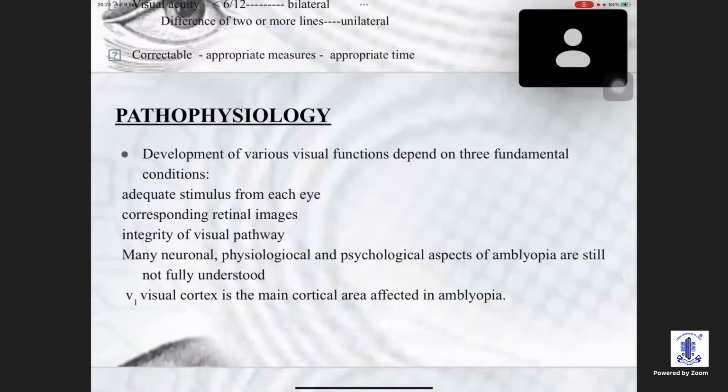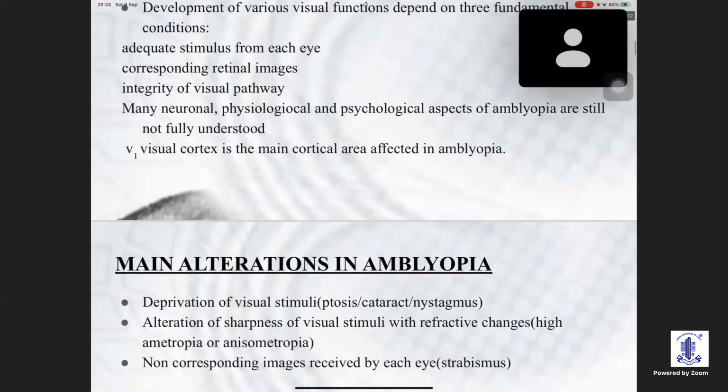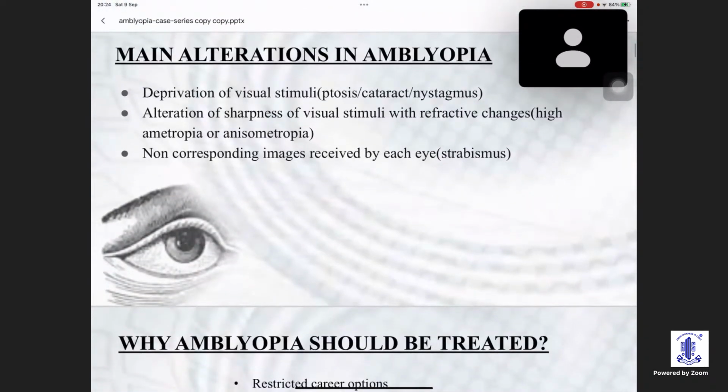Basically, in pathophysiology, development of various visual functions depends on 3 fundamental conditions. First, adequate stimulus from each eye. Secondly, corresponding retinal images. And thirdly, integrity of the visual pathway. Many neurological, physiological, and psychological aspects of amblyopia are still not fully understood. What are the main alterations in amblyopia? There is deprivation of visual stimuli, that is due to ptosis, cataract, or nystagmus. Alteration of sharpness of visual stimuli with refractive changes, that is high ametropia or anisometropia, and non-corresponding images received by each eye, that is due to strabismus.